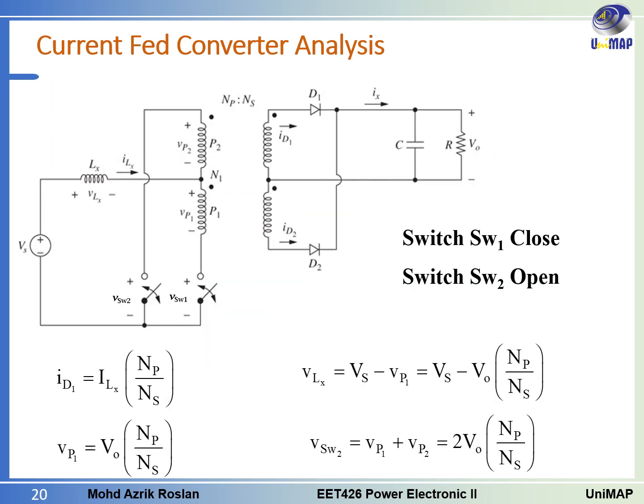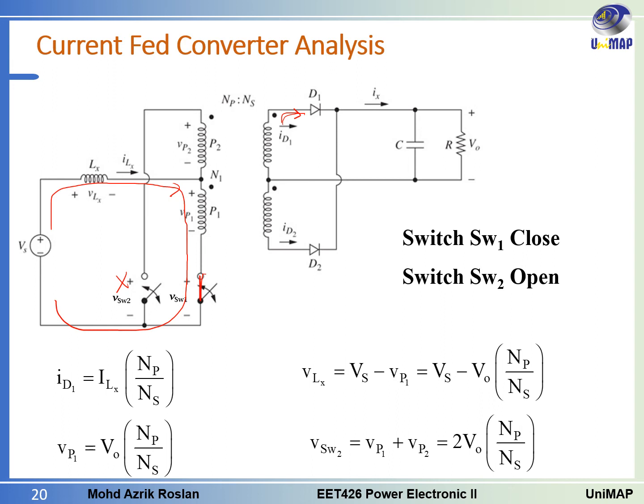This is the analysis of the current fed converter when switch 1 is closed and switch 2 is open. So what happens if we have this switch 1 closed and this one open? As I mentioned before, the current will flow like this. When the current is going into the dot point, the current will leave from the dot point. So at this particular point, this diode will turn on, because the current flows like this.